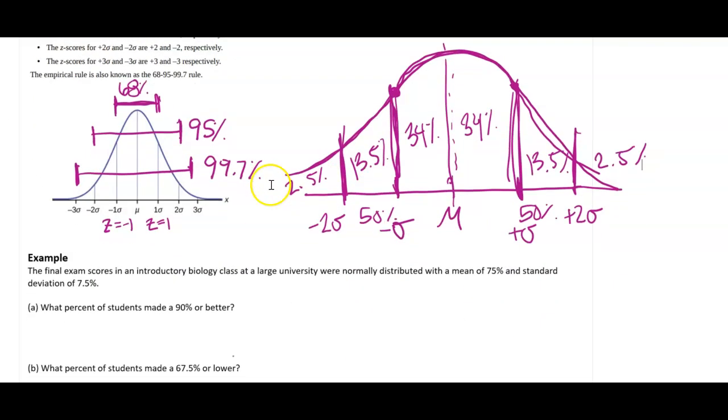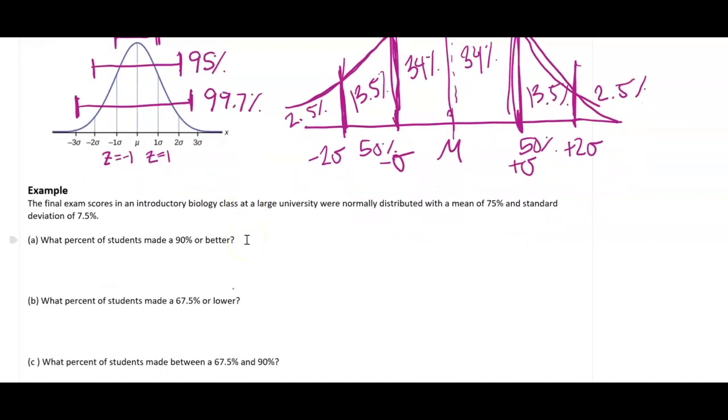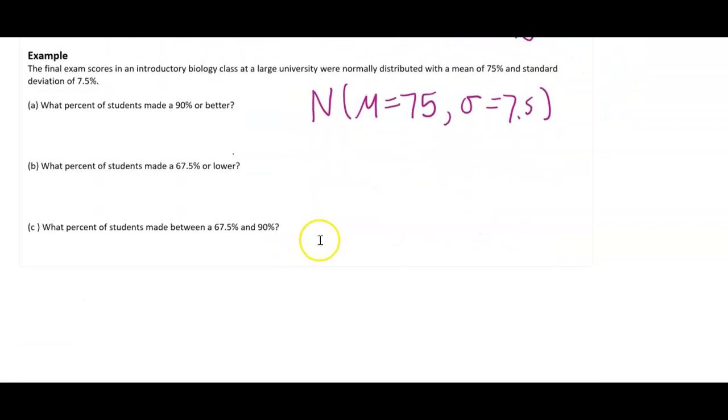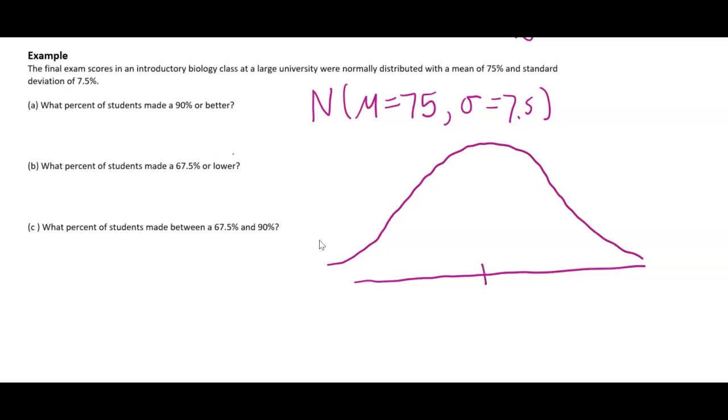All right, let's look at an example of how we would apply this. So let's say that we have final exam scores for an introductory biology class at a large university. They're normally distributed with a mean of 75% and a standard deviation of 7.5. So we would say this is a normal distribution with a mean of 75 and a standard deviation of 7.5. And because they're grades, they're in percentages, but it's okay to just use them as whole numbers here. It's all kind of relative. So what does that mean? That means that I know that the exam scores look like this, with 75 in the middle.